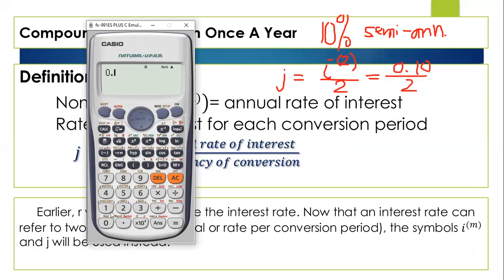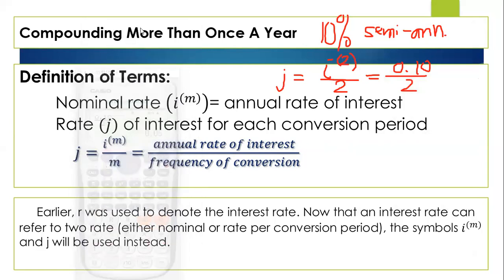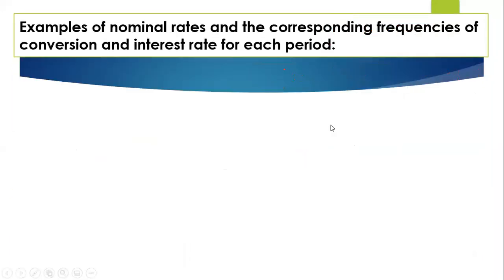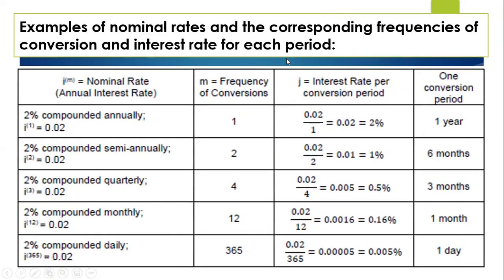And that is 0.10. That will be 0.05. Okay, so that will be our rate of interest, J. So, gamitin natin mamaya yan. Okay, the examples of nominal rates and the corresponding frequencies of conversion and interest rate for each period.